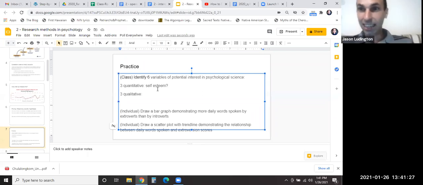Very good. That's what I was missing, is how is the data collected? So self-esteem could be quantitative or qualitative. We could put people into the low esteem group and the high esteem group. That's qualitative. But how do we even know what their self-esteem is in the first place? We would use a subjective self-report measure, which is usually a scale of 1 to 5, which then becomes qualitative. So we could call it qualitative. What else?